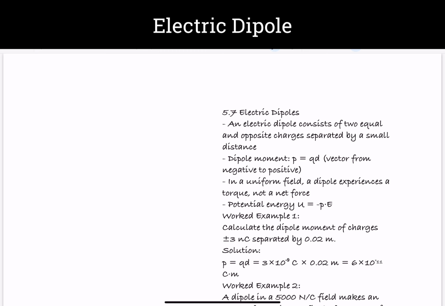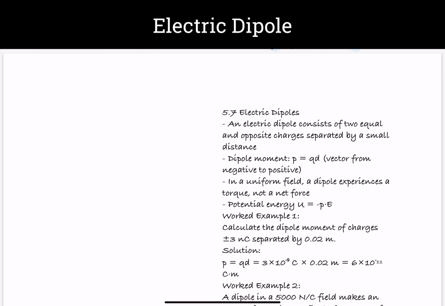All right. In nature, charges always exist in pairs. If you have a positive charge, you have a negative charge. And that's called an electric dipole. Basically, an electric dipole is two equal and opposite charges separated by a small distance.